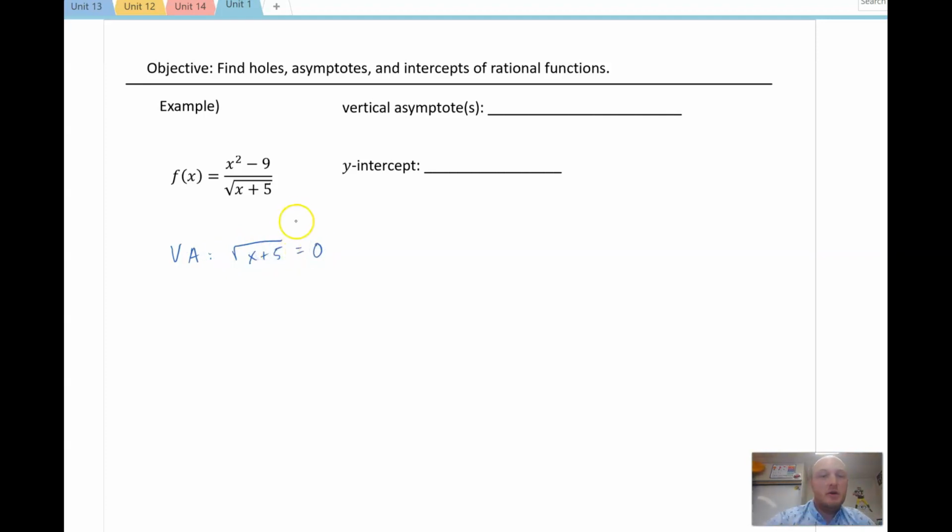How do I solve? Well, I'm going to get rid of the square root, so I'm going to square both sides. So I get x plus 5 is equal to 0. And then I can subtract 5 over, and we get x is equal to negative 5. So there is our vertical asymptote, x equals negative 5.